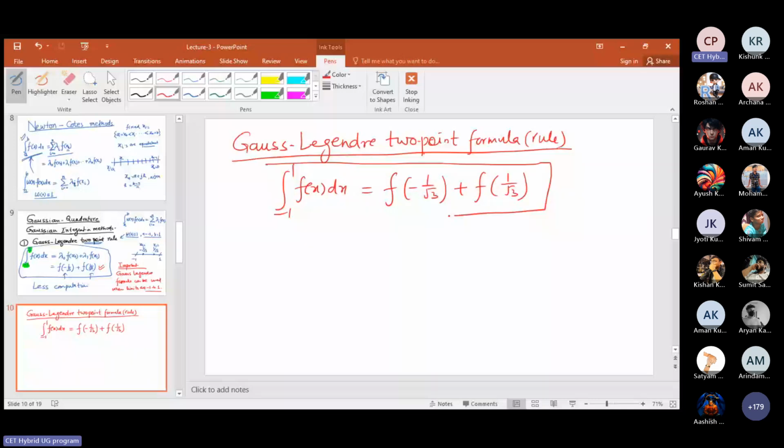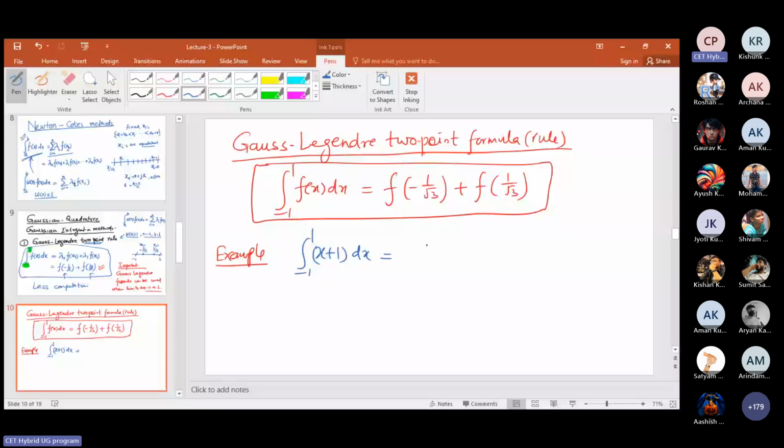Let us look at an example. Consider the integral from -1 to 1 of x plus 1 dx. I think all of you must be aware that this integration is equal to 2, because the first term is an odd function and the second is 1, so its integral is 2. Now let us see it using Gauss Legendre.